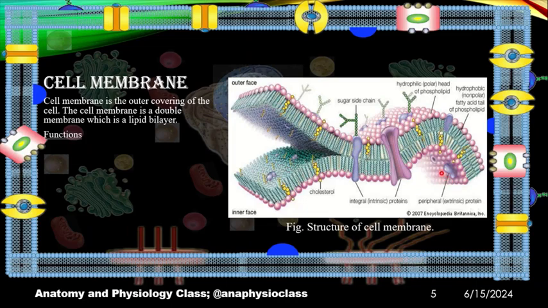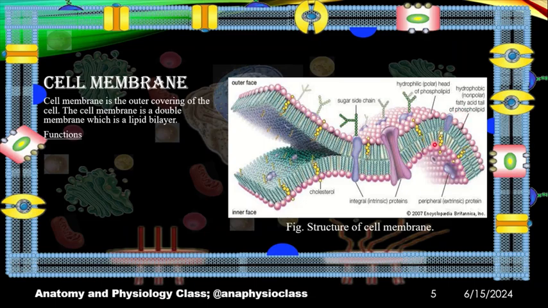Then the peripheral proteins. Peripheral proteins are proteins that don't cross the entire thickness of the cell membrane. For example, this protein. So you can see this protein is present on only one part of the cell membrane, either the internal or external part of the cell membrane. So also this one is an example of a peripheral or extrinsic protein.